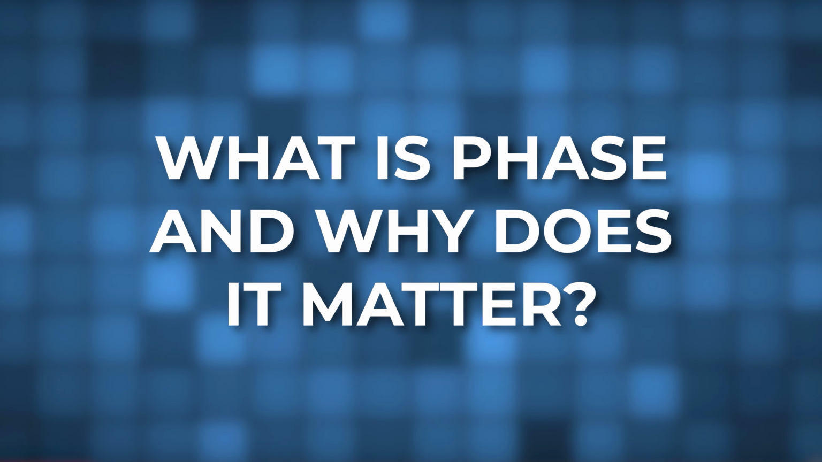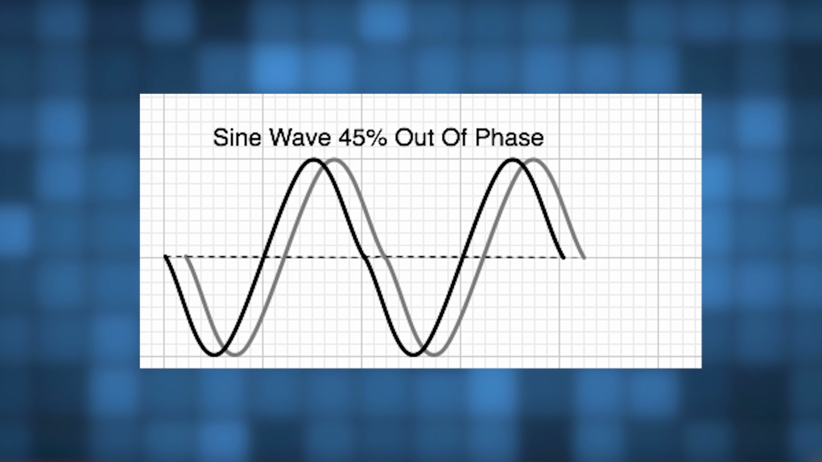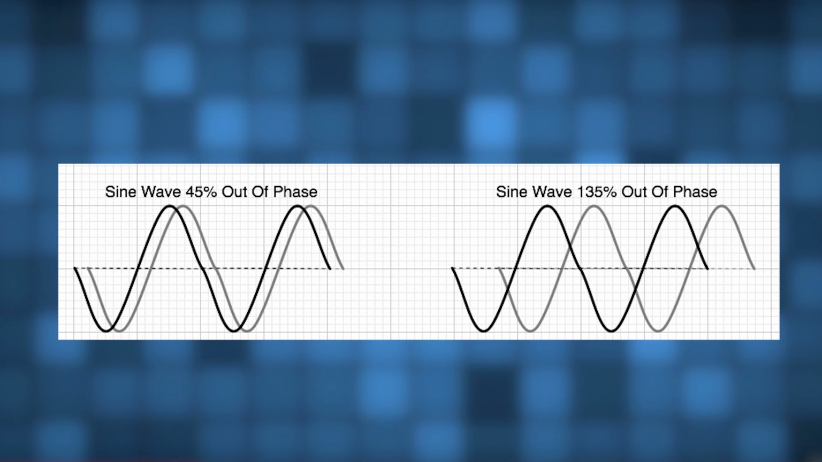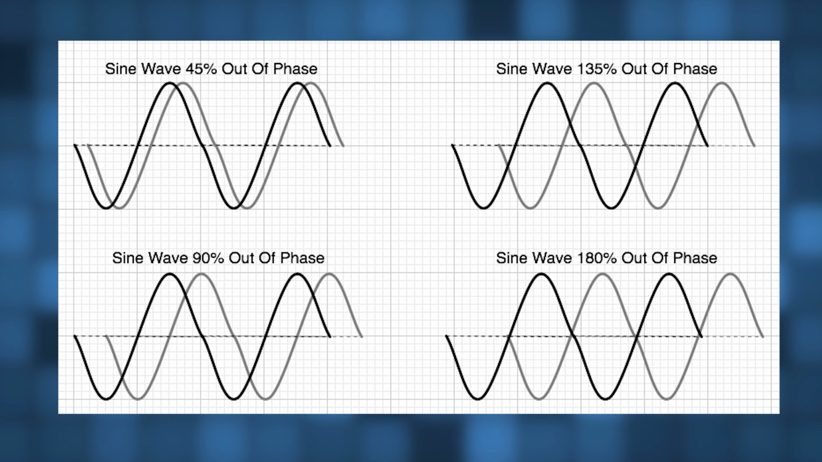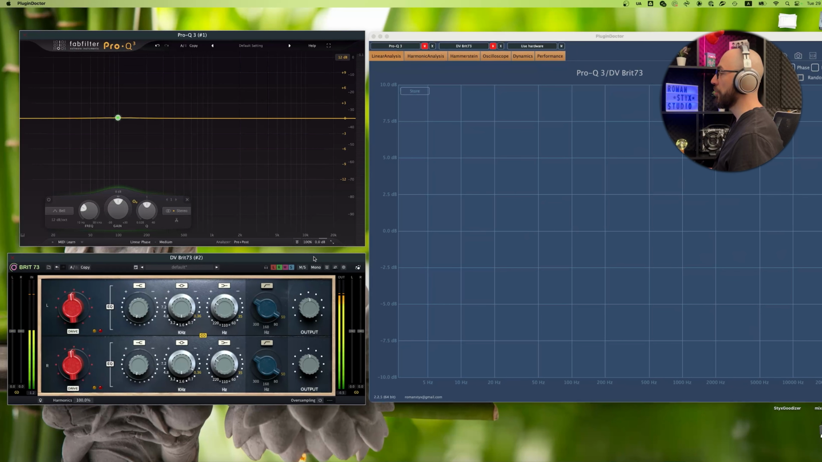Now let's talk about what is phase and why does it matter. So phase refers to the alignment of sound waves over time. Lots of EQs shift frequencies out of phase. When EQ shifts frequency out of phase, it can result in loss of clarity, weakening of low-end punch, blurring of transients. And most equalizers do shift phases. I'll show you what it does.